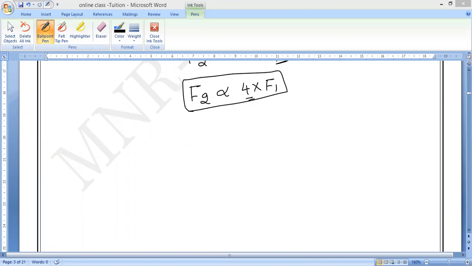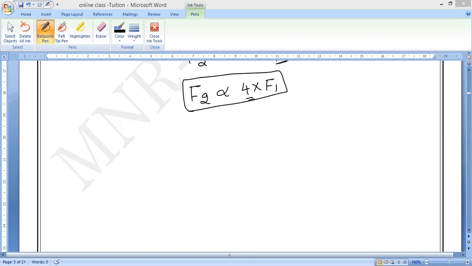If we double the distance between two bodies, the gravitational force becomes how much? One-fourth. The gravitational force becomes 1/4.